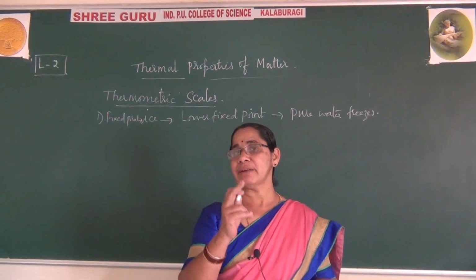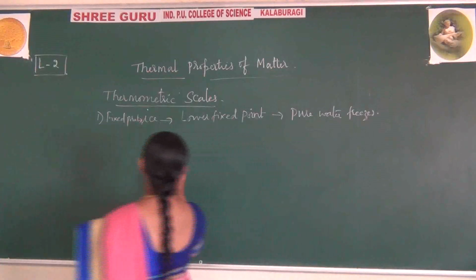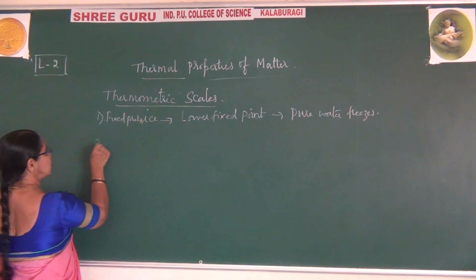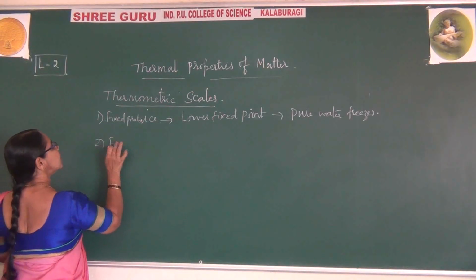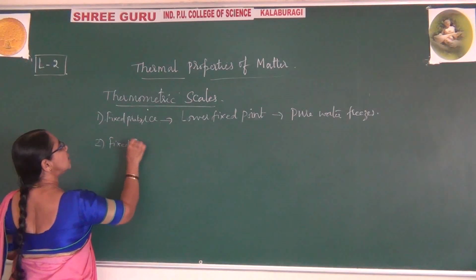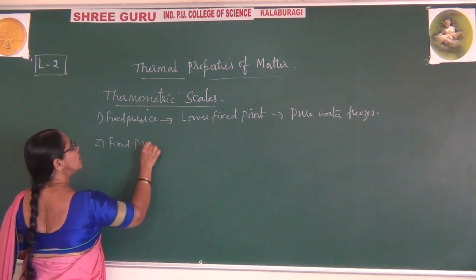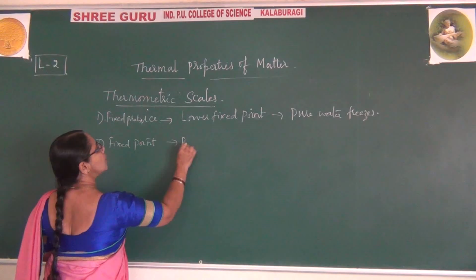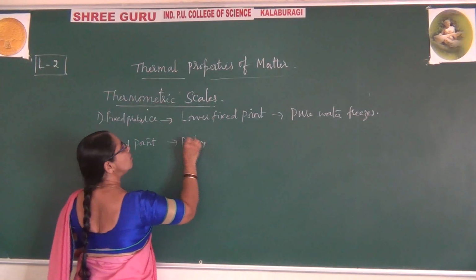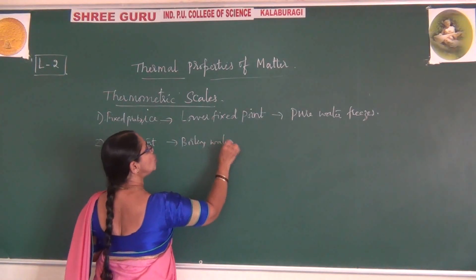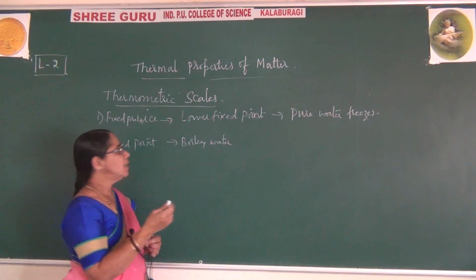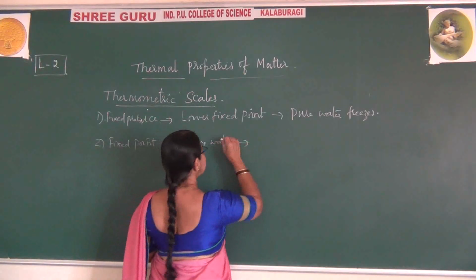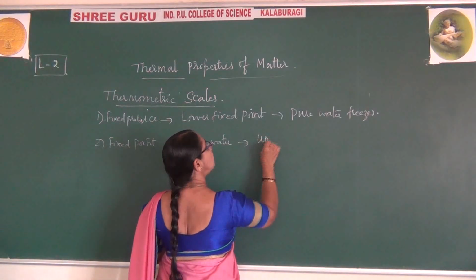So they have taken another fixed point. So you can say the second fixed point. What is the second fixed point in this? It is nothing but boiling water. Boiling water means pure water whenever it boils. So at that point they have taken that as the upper fixed point.